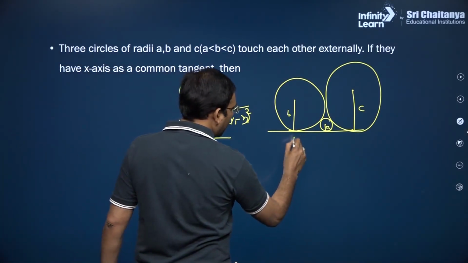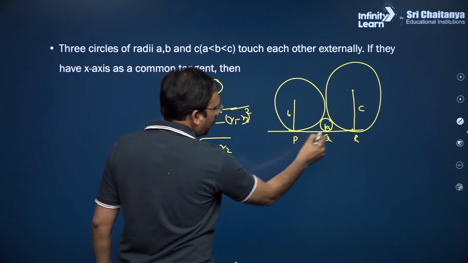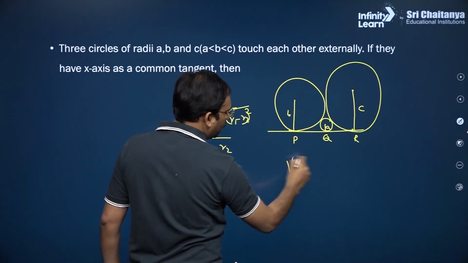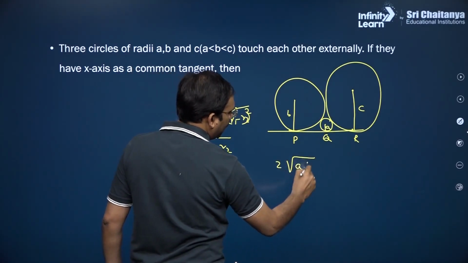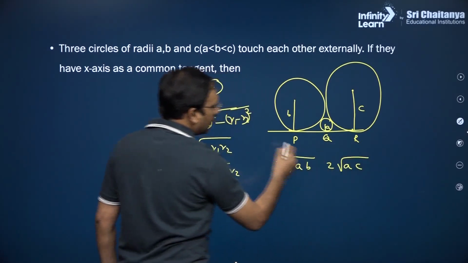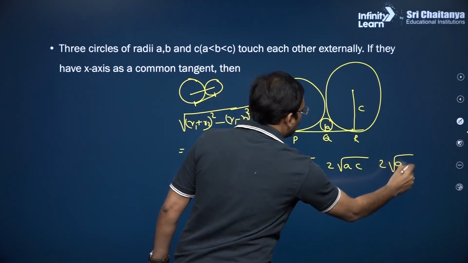Here, suppose this point is P, this is Q, this is R, my dear friends. So, PQ is direct common tangent length between this. So, PQ is going to be twice root AB, QR is going to be twice root BC, whereas these two are touching each other, PR is going to be twice root AC.